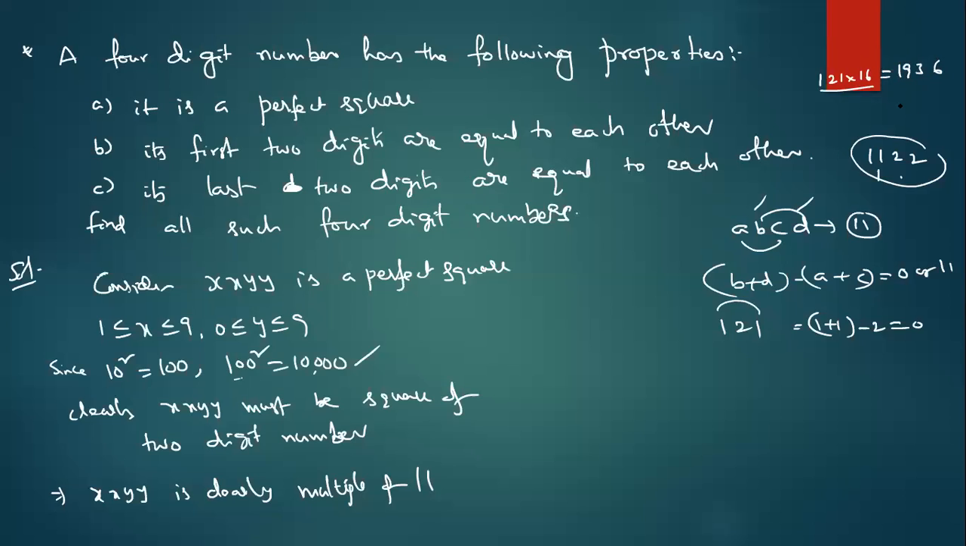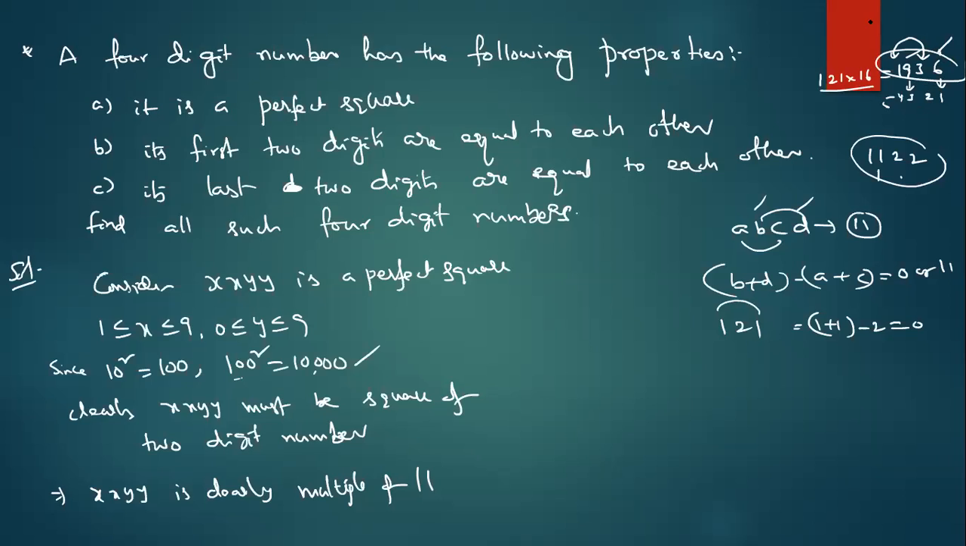Now see. First place, second place, and so on. These are the odd places, and these are the even places. See carefully: 1, 2, 3, 4. So the sum of the digits in the even places minus the sum of the digits in the odd places is equal to 0 or a multiple of 11. Definitely we can get that.